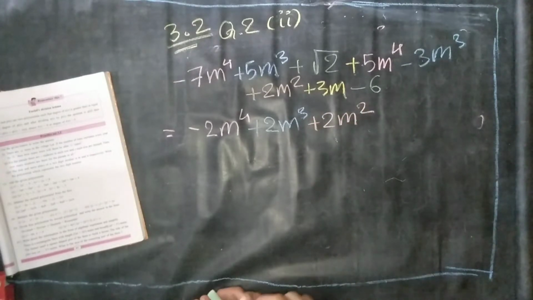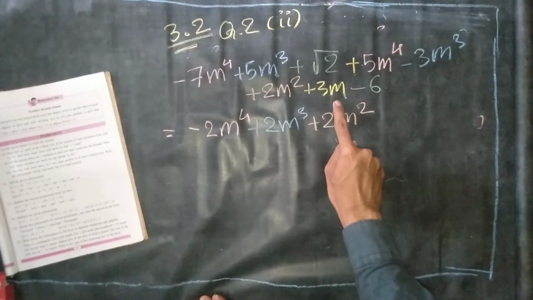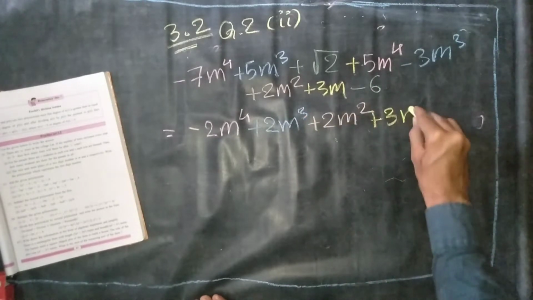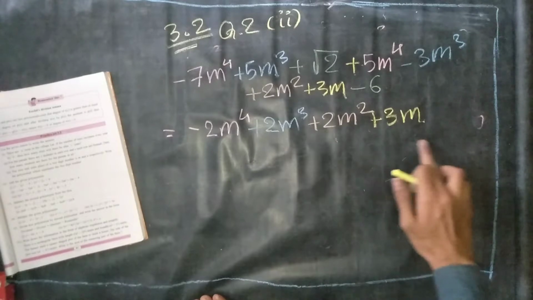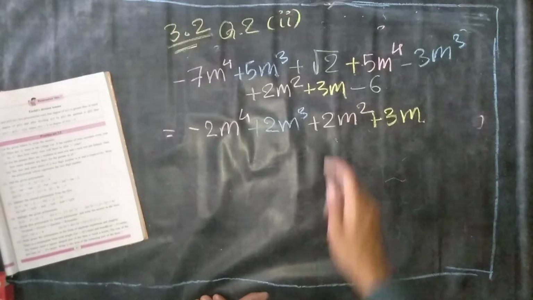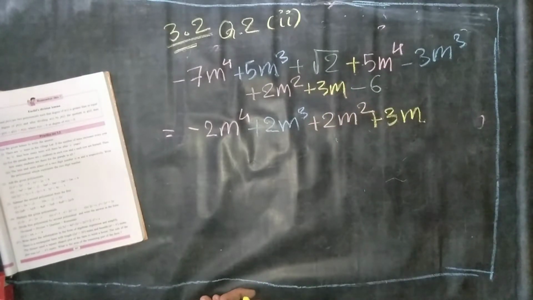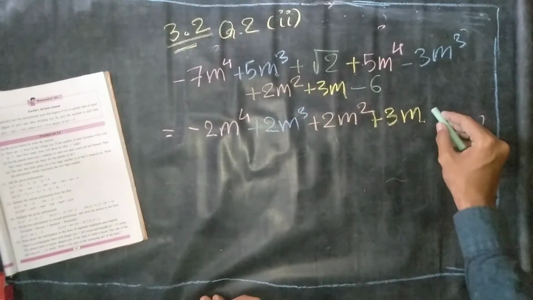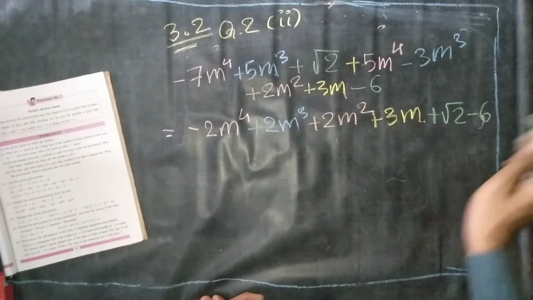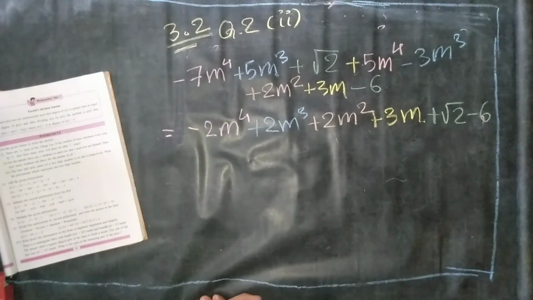Now we'll go to the term which has just m in it. How many terms are there which have just m in them? Only one term. So there is no other operation to do. I will just copy and paste. It is plus 3m. After completing all the powers till 1, the time comes for the constant. There is plus root 2 and minus 6. We cannot do the operation directly, so I will just write that as it is. So it is plus root 2 minus 6. So this will be your final solution.